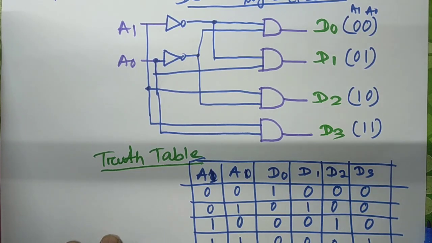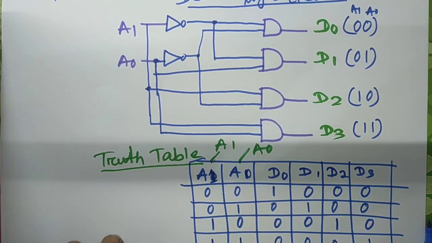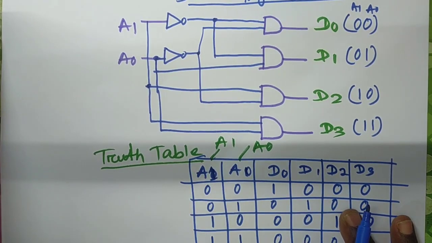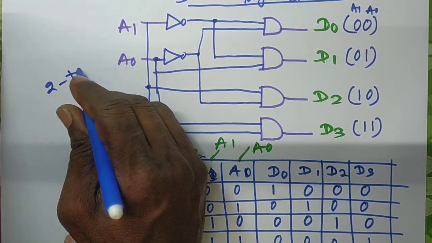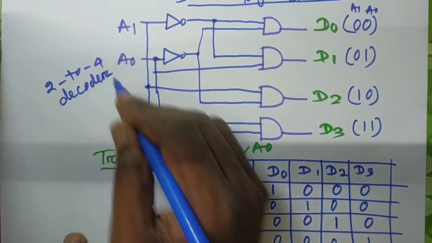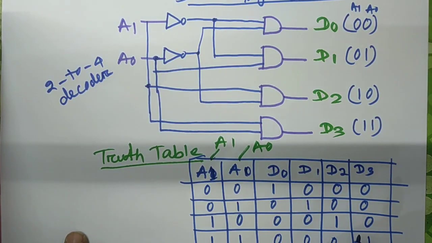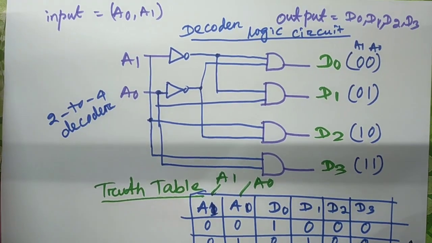This is A1, this is A0. Now, what kind of decoder will we design here? Which decoder will we consider for this decoder logic circuit? That is a 2 to 4 decoder. We can call this decoder a 2 to 4 decoder. This is the basic concept of a decoder. Whenever we consider a decoder, we have to design it in this way.